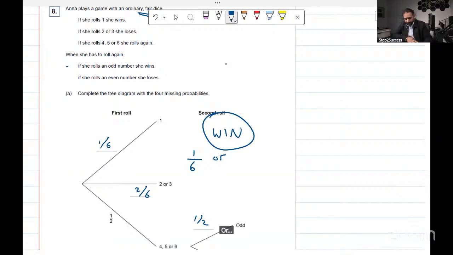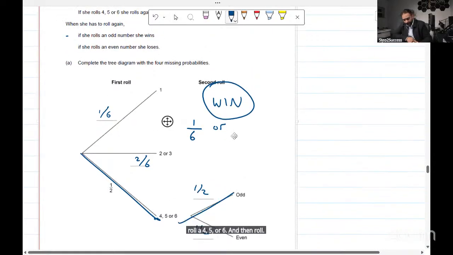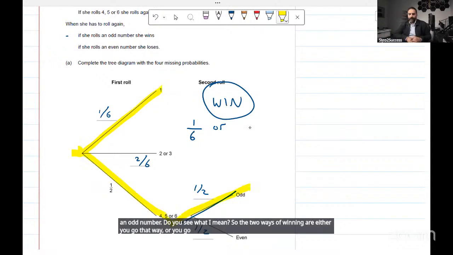We could roll a 4, 5, or 6 and then roll an odd number. Do you see what I mean? So the two ways of winning are either you go that way or you go this way. They're the two ways in which you win in this game. So you could just roll a 1 straight away. That's one of your probabilities.